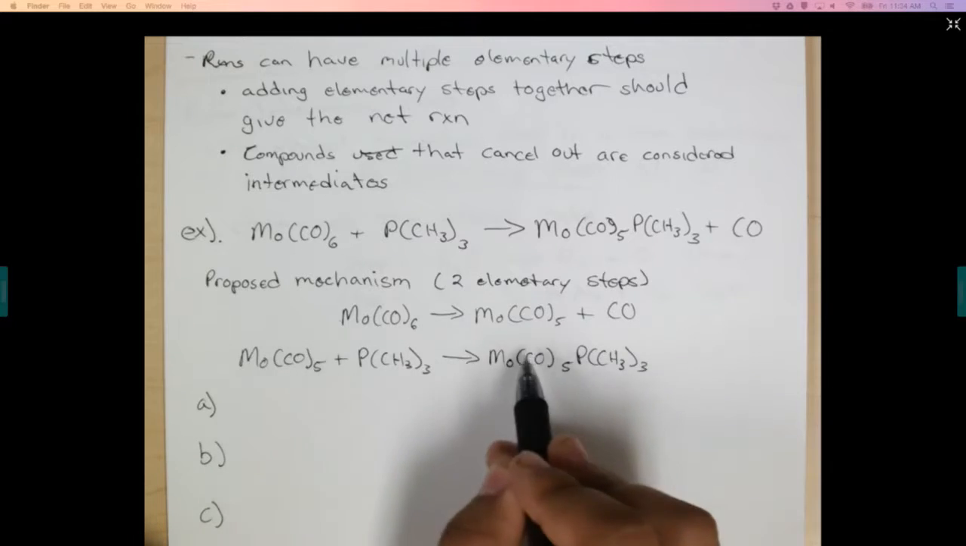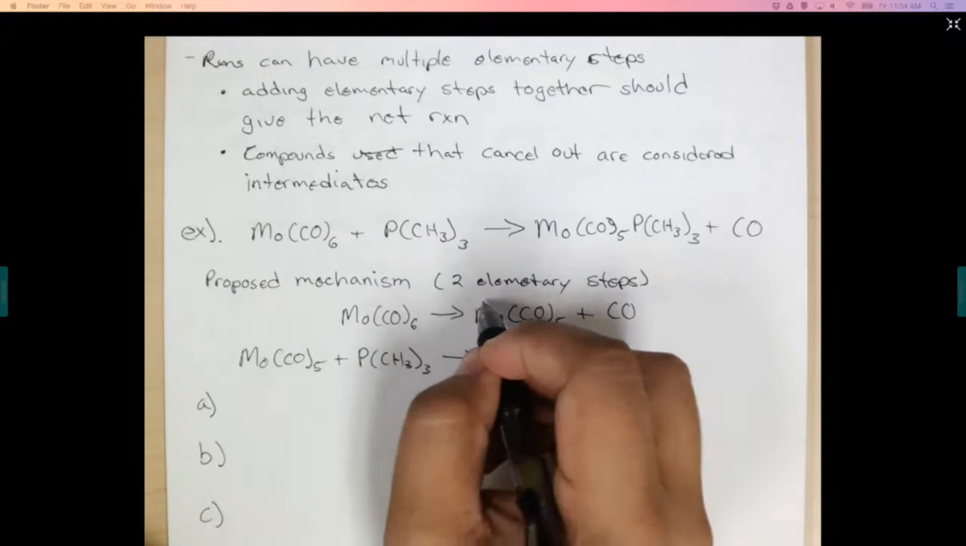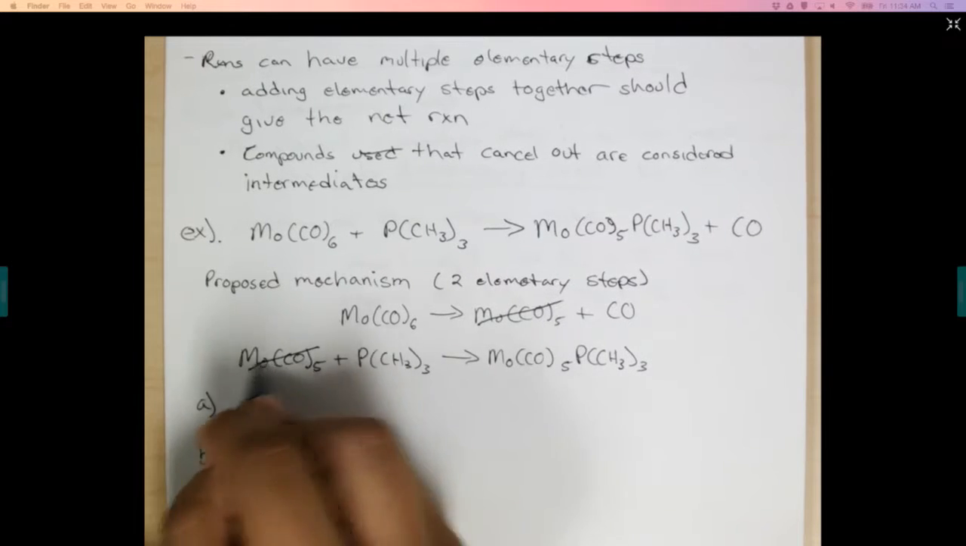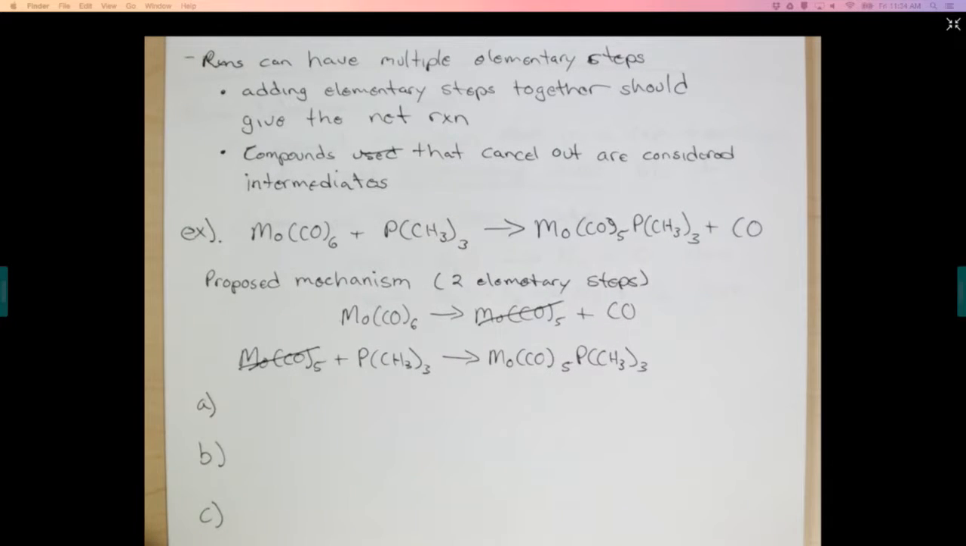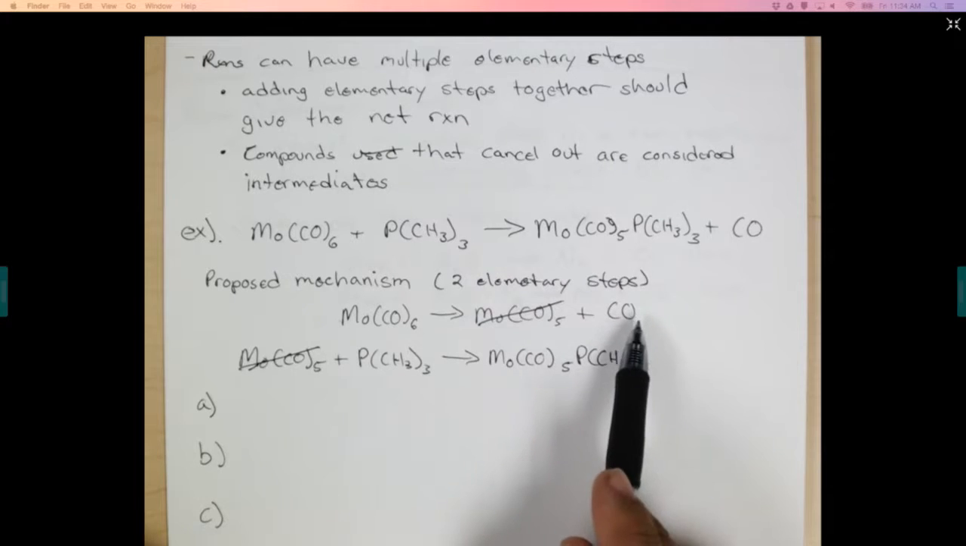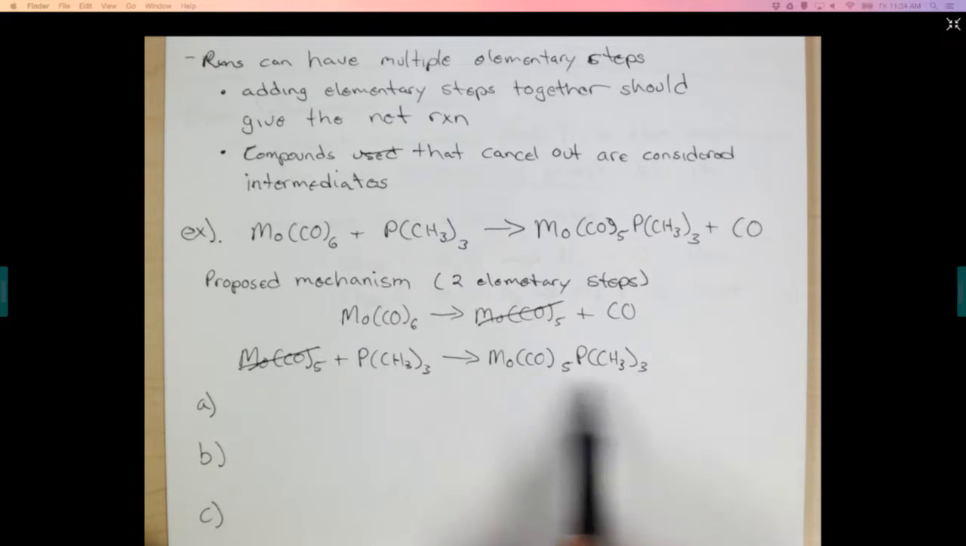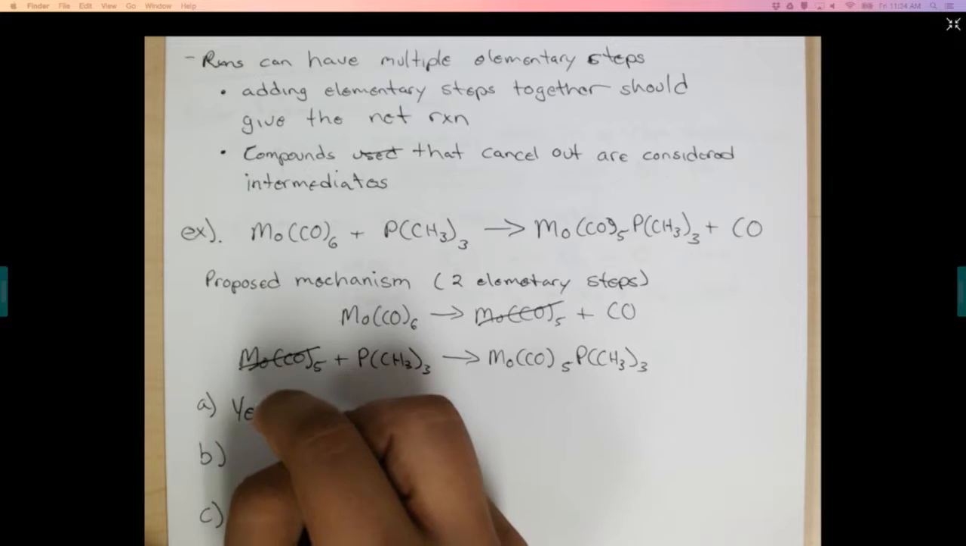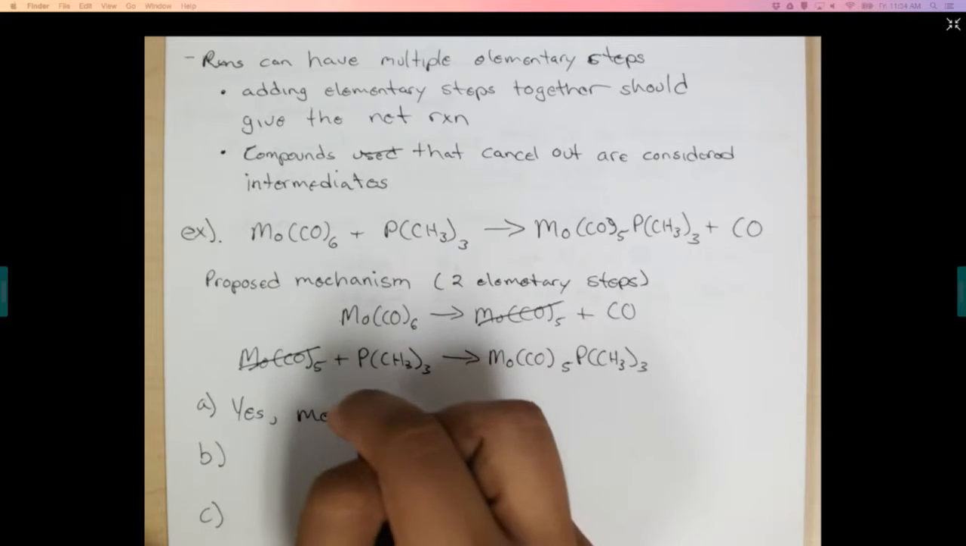So the one thing that we can see in both places is molybdenum pentacarbon monoxide. And once we cancel that out, we see molybdenum hexacarbon monoxide and phosphorus trimethyl on the reactant side, and then we see CO and this compound complex on the product side. So to that, we would say that yes, the mechanism is consistent.